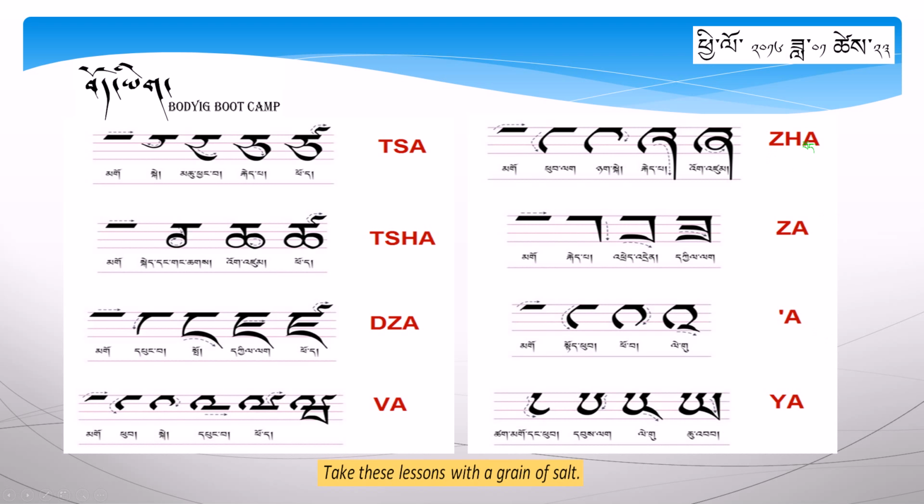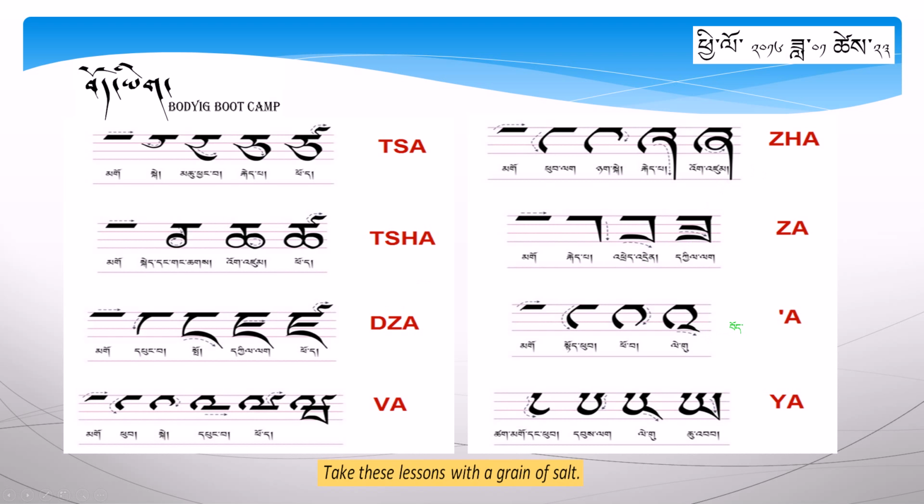Now zha, when you say measure, measure this, measure that. So when you say measure, zh, that's what this sounds like. And then when you say Zambia, Zambia, that's pretty close to this letter right here, which is za in Tibetan. Not dza, but rather za. This is dza, but this is za. Zambia, right? So this is pretty close to that.